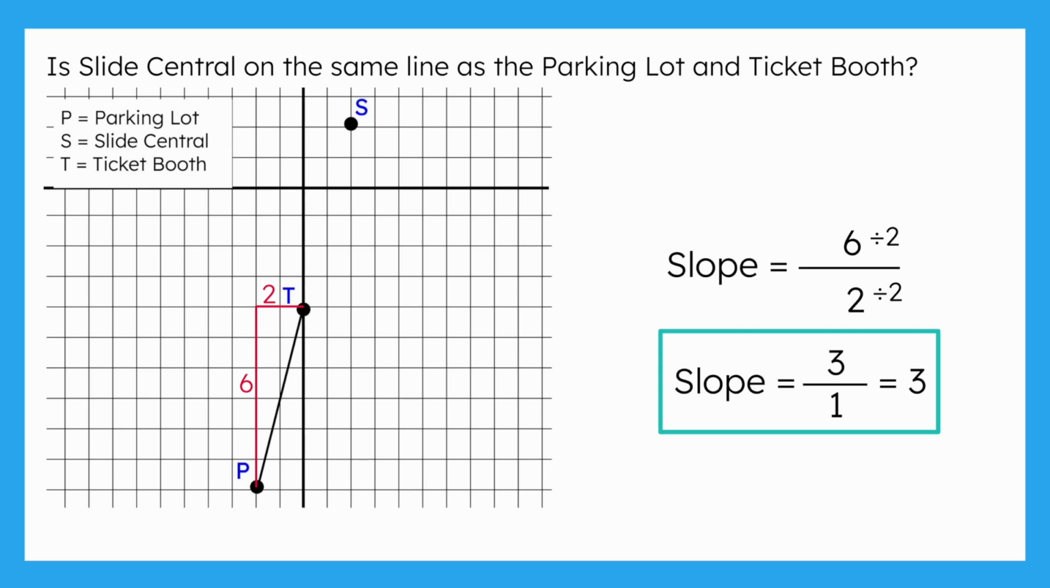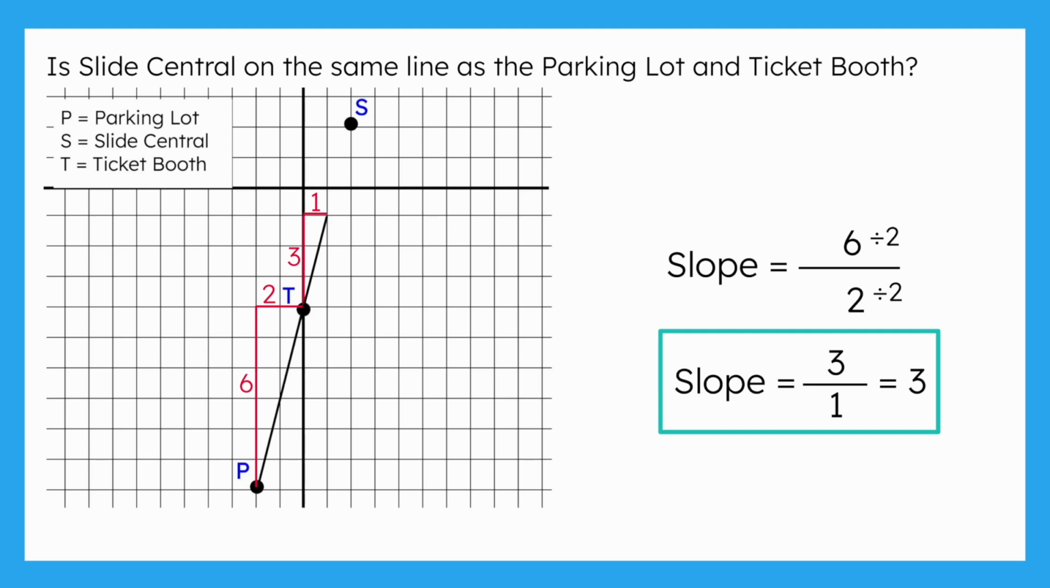Let's see where we end up if we keep on this path. From the ticket booth, we'll use the graph and rise 3 and run 1 to draw the legs of our slope triangle. Now draw the hypotenuse. That's the continuation of the line.